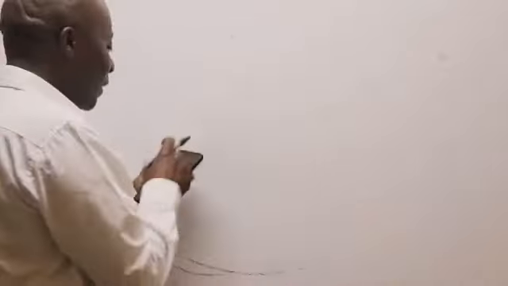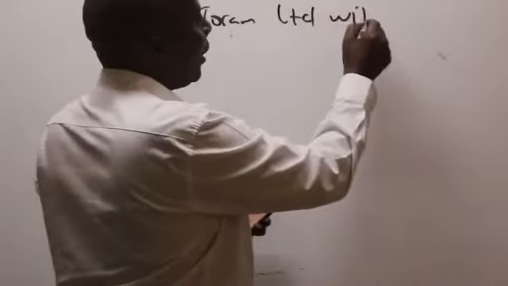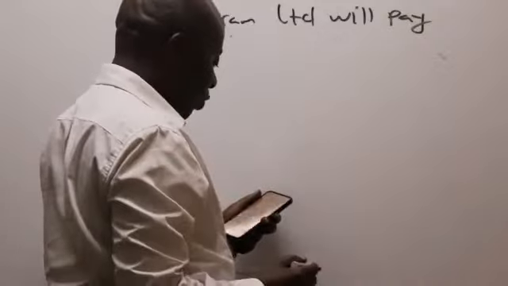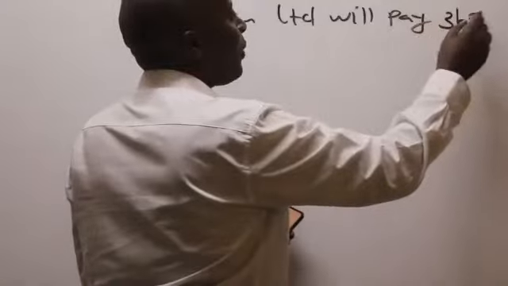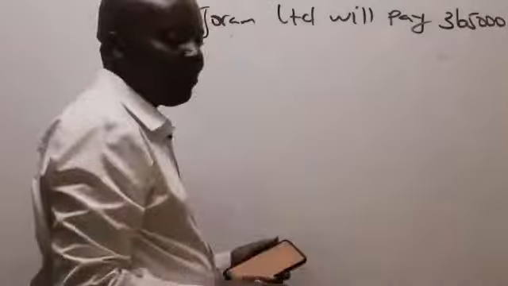Joram Limited, a UK-based firm, bought goods on credit worth $365,000 US. So meaning that Joram Limited will pay. Joram Limited will pay what year? Joram Limited will pay $365,000 US in 6 months' time.